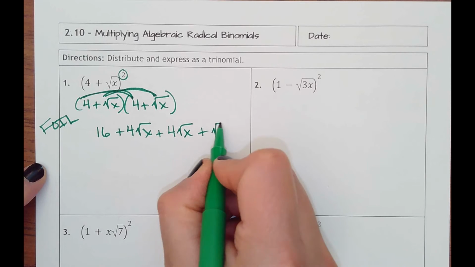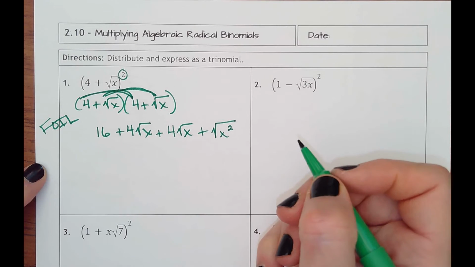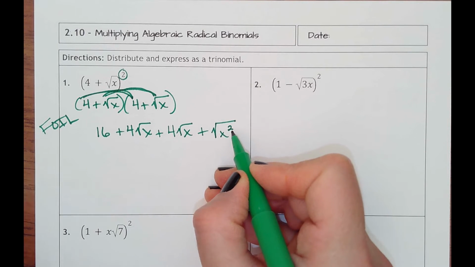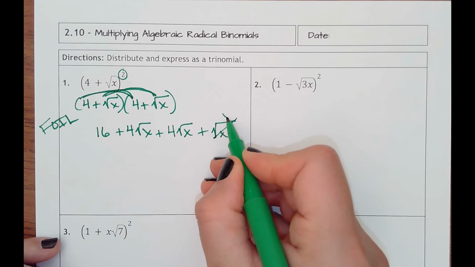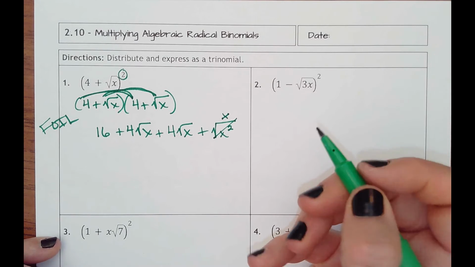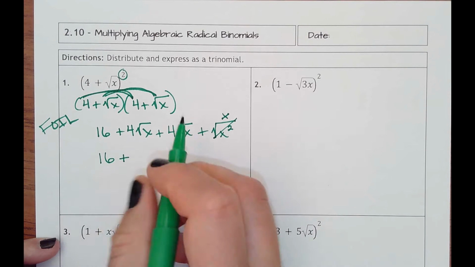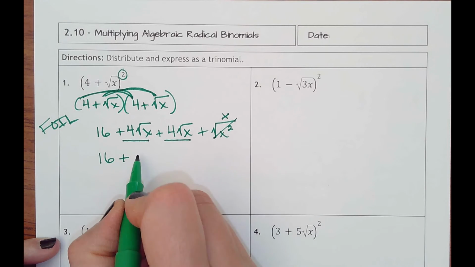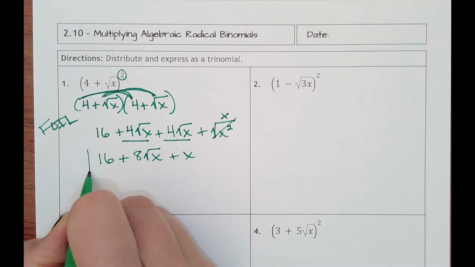Our rule before was to keep the square root and then multiply what's under the radical, so that would be x squared. Well, square root and a squared, you should be noticing, cancel each other out. We've already talked about this. So the square root of x squared is actually just x. And so you get 16 plus, this would be positive 4 plus 4 more would be 8 square roots of x plus just x.